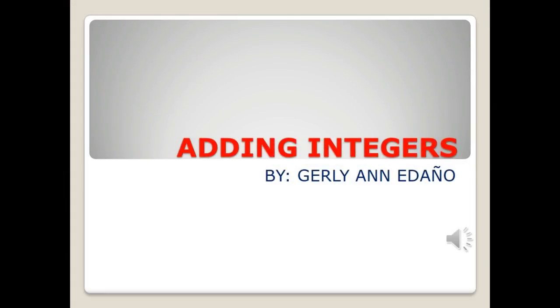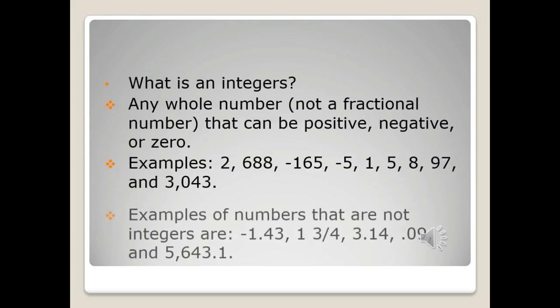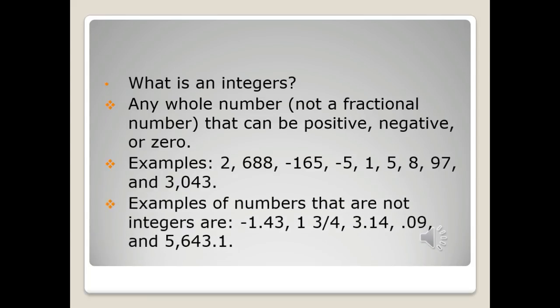Our topic for today is all about adding integers. But before that, we must first know what an integer is. So, what is an integer? It is any whole number that can be positive, negative, or zero. Examples of this: 2, 688, negative 165, and so on.